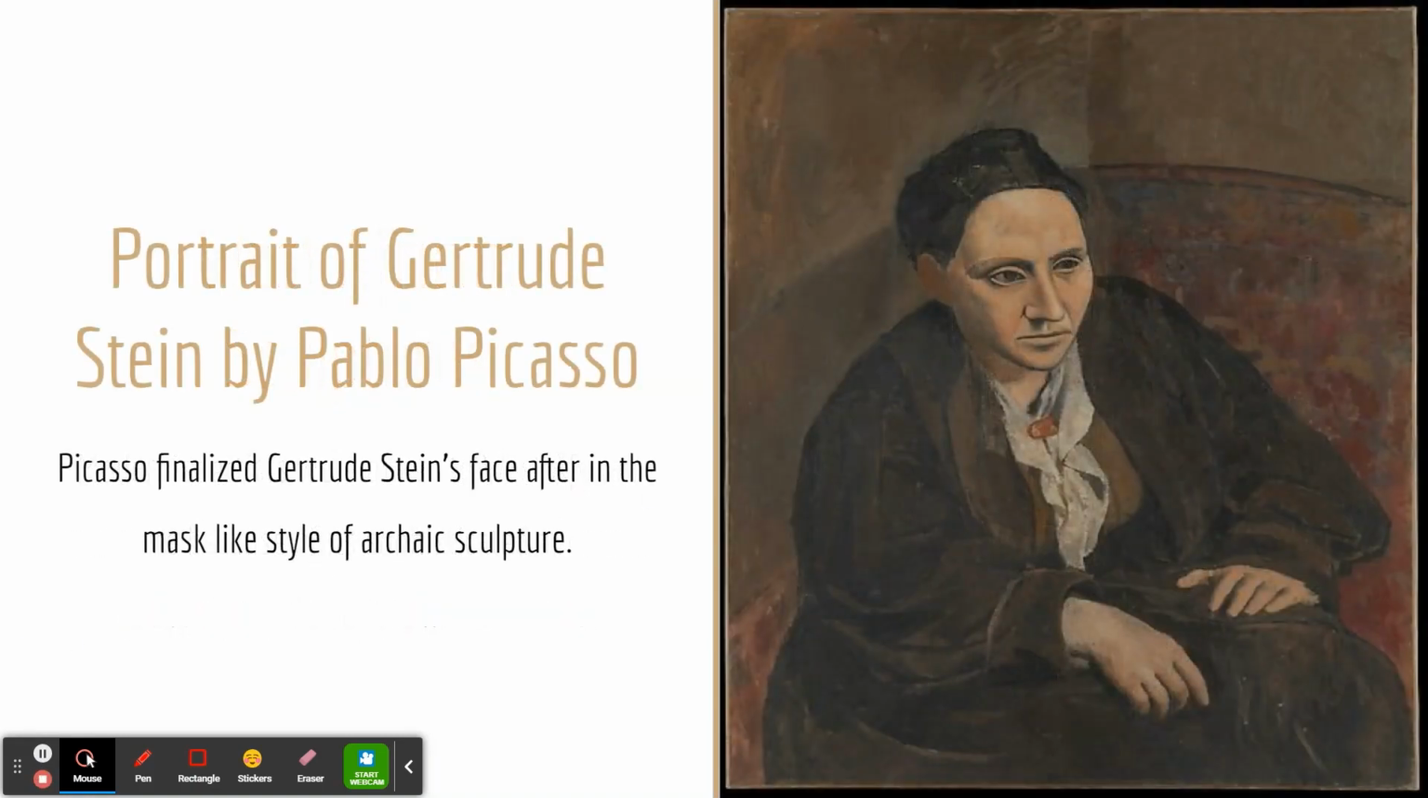Portrait of Gertrude Stein by Pablo Picasso. Picasso finalized Gertrude Stein's face in the mask-like style of archaic sculpture. On the right over here is the portrait of Gertrude Stein, and as you can see, her face is drawn in a frozen style, like a mask. The reason Picasso did that is because he was inspired by West African sculptures, and he decided to adopt it and use it in his own drawings.